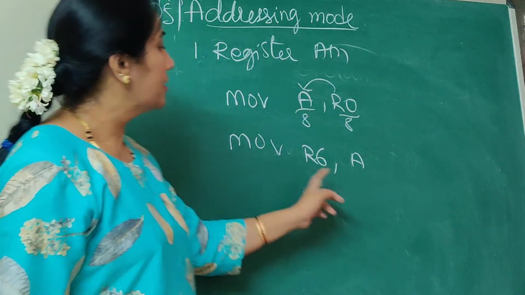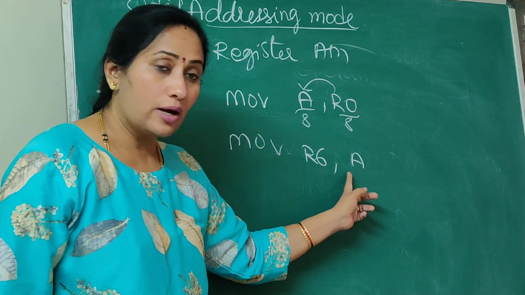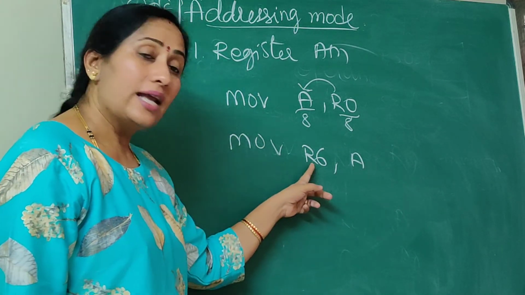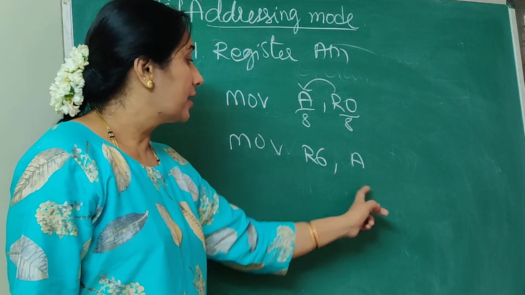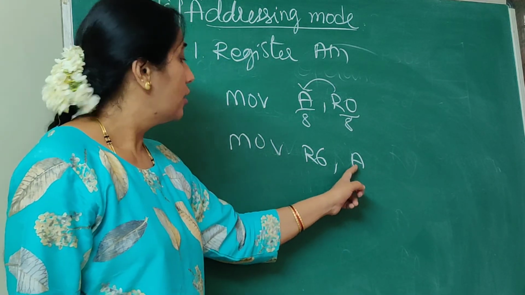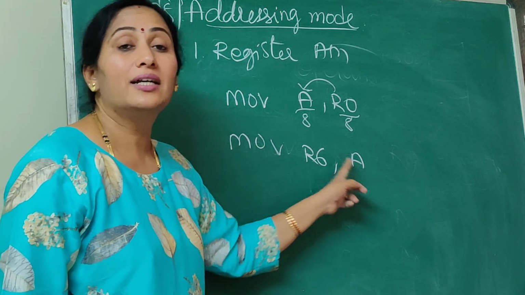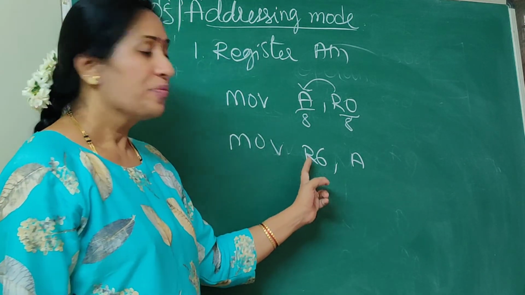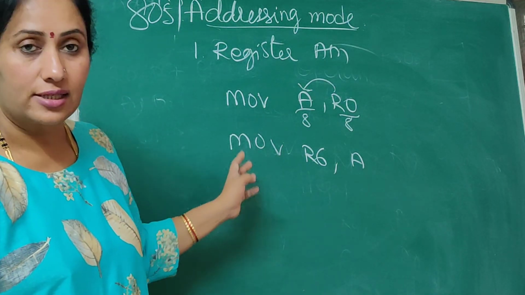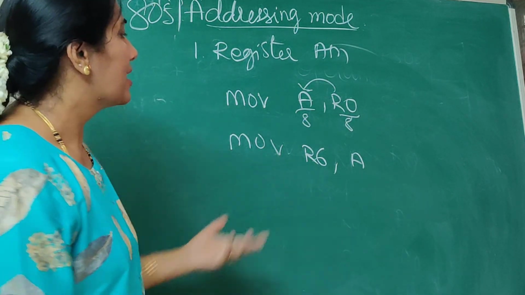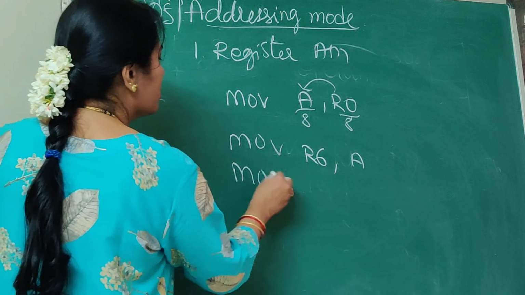R6. What does it mean? The accumulator is the source, which is 8-bit. R6 is the destination, which is also 8-bit. So whatever data is there in the accumulator will get moved, transferred, copied into the 8-bit working register R6.